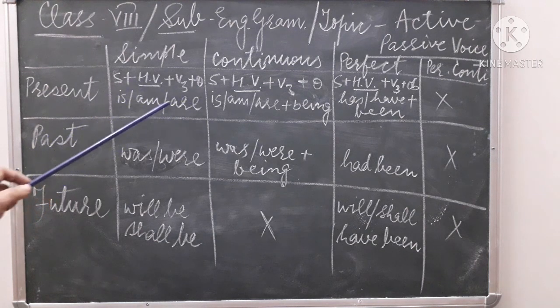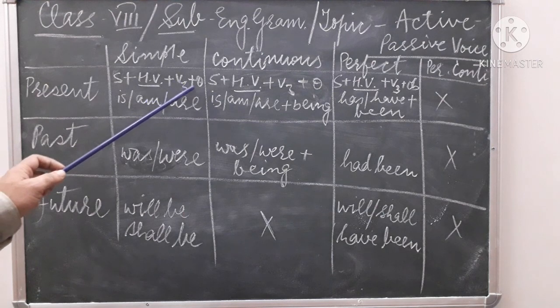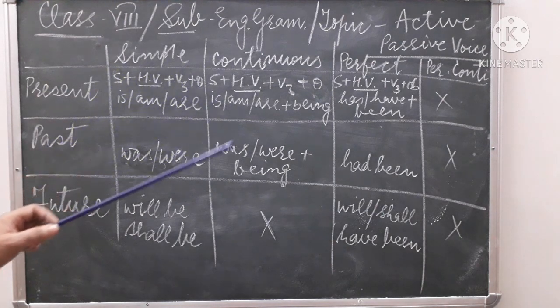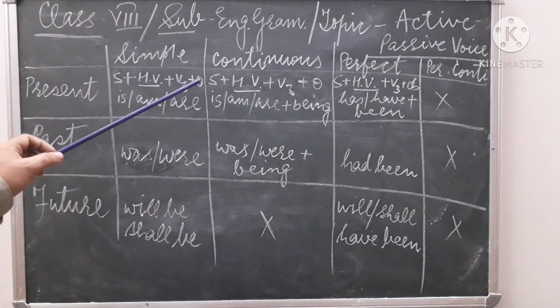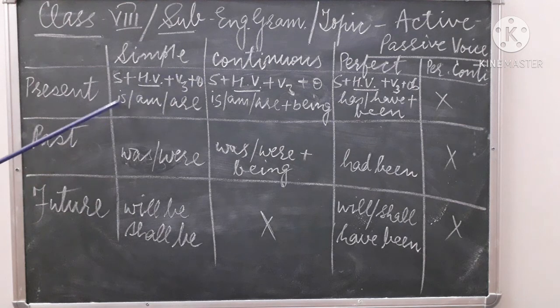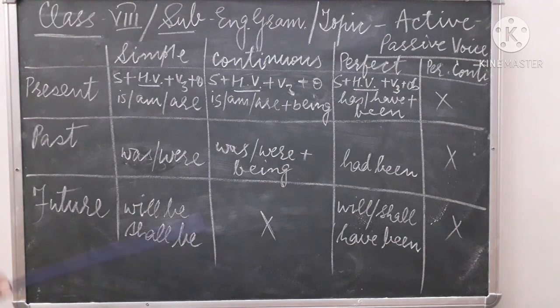Okay, so accordingly we will apply, and we always use the third form of the verb, or past participle, as I told you, and then we mention the subject. For example, he plays cricket. So cricket is the object here. Cricket is played by him.